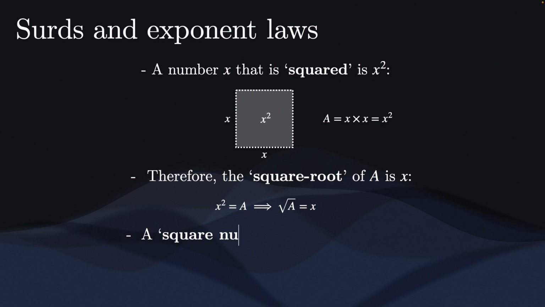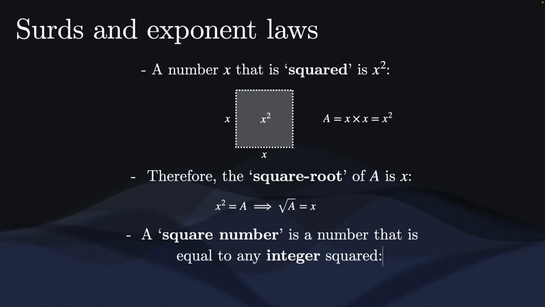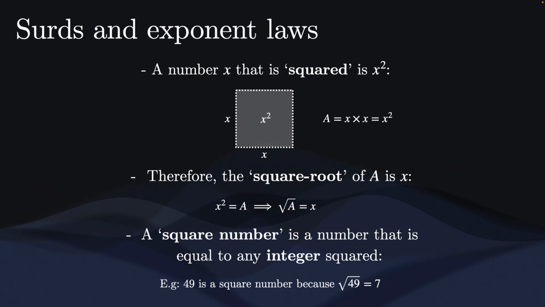Then we have a square number. And a square number is really any number that is equal to any integer squared.